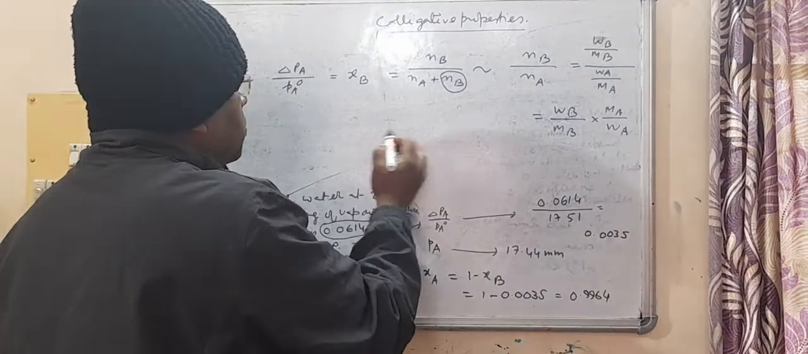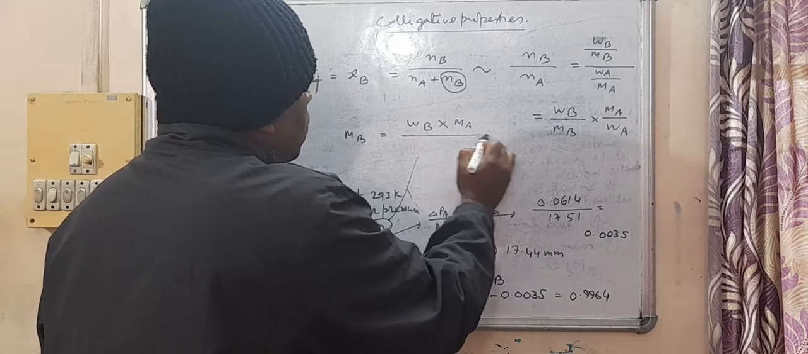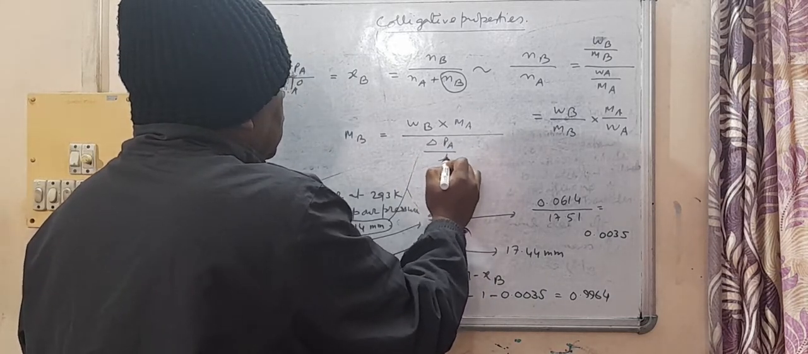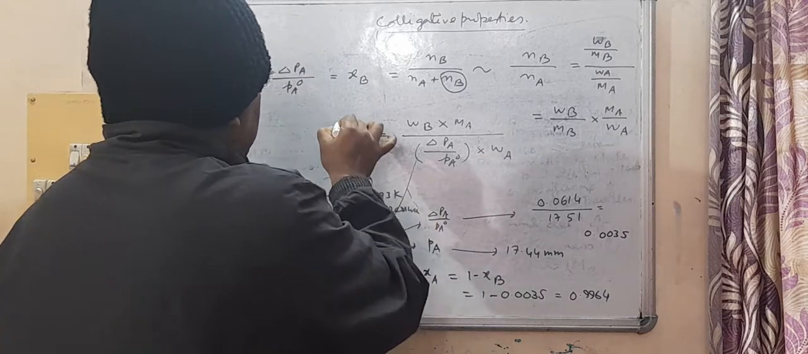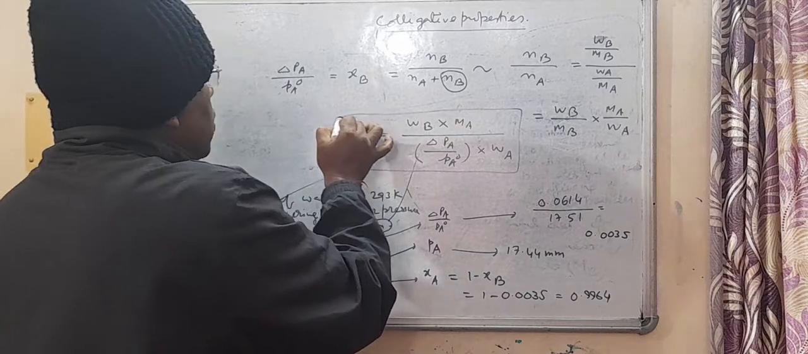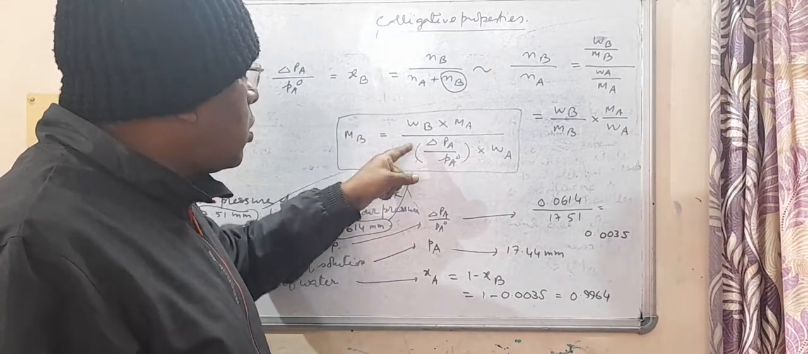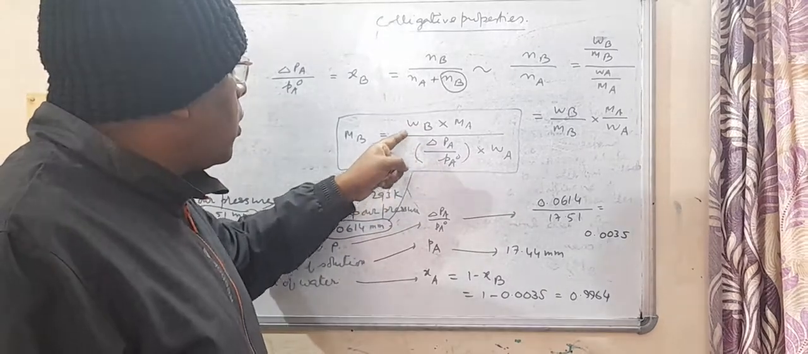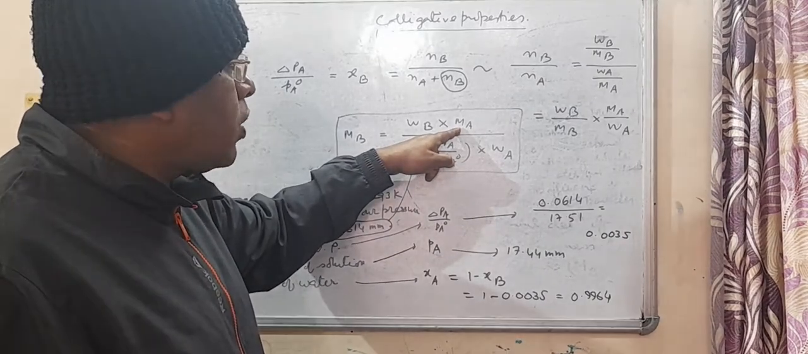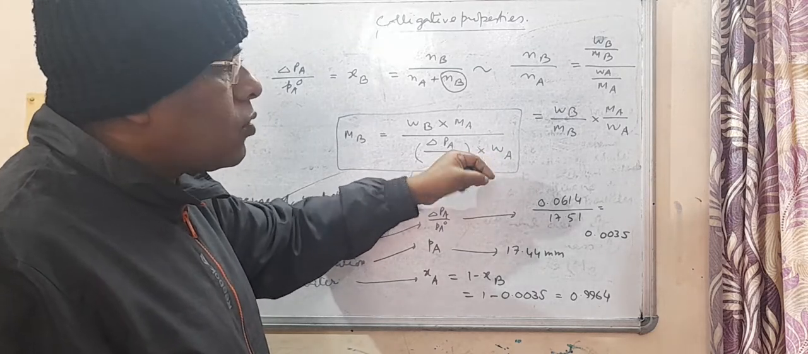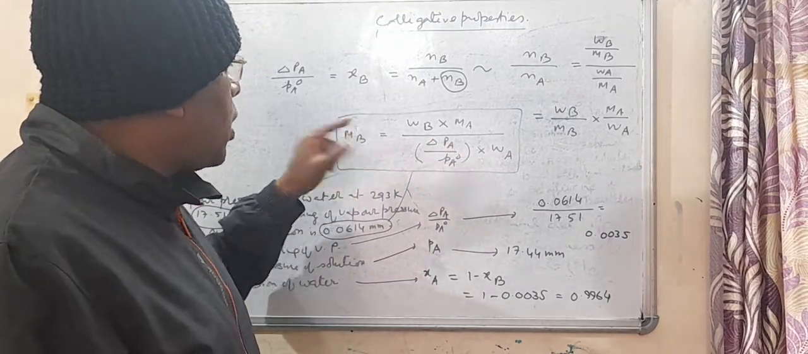So this we get, and the expression for Mb that we get is Wb into Ma by delta Pa by Pa naught into Wa. So this is the working formula that we get for determination of molecular mass of solute from relative lowering of vapor pressure. You see, all the quantities on the right hand side are known to us. This is the mass of solute we know because we have prepared the solution. Molecular mass of solvent is known to us. Wa is also known to us. What is the mass of solvent that we have used? And this is obtained directly from an apparatus. So we get Mb value.